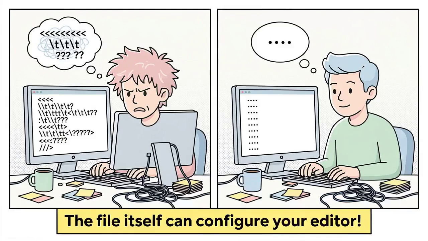Picture this. You clone a new repository, open a Python file, and the indentation is completely wrong. Tabs render as 8 spaces, your code looks chaotic, and you have no idea why. Meanwhile, your coworker opens the same file and sees clean, perfectly aligned 4-space indents. The difference? Vim Modelines, special comments embedded inside the file itself that tell your editor exactly how to behave.